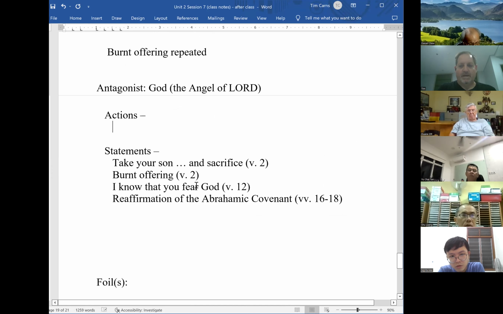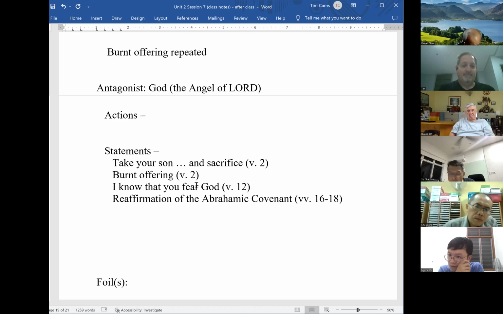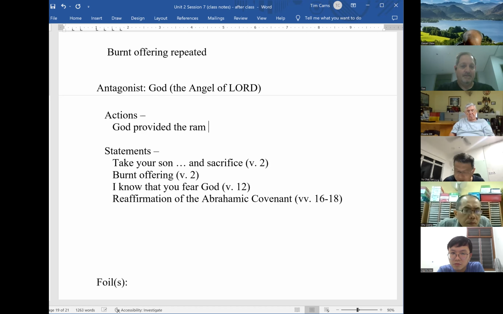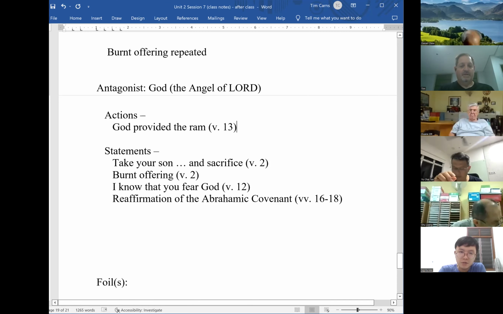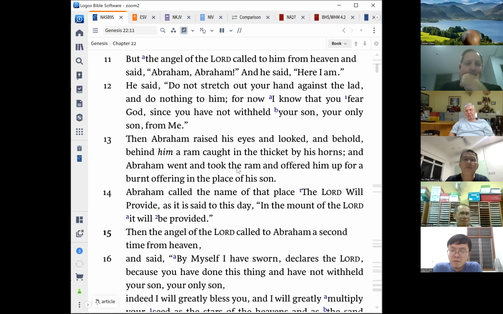How about actions? What are some key actions from God in this story? There's one big key action here, right? God provided the ram. So, in a way, the antagonist created the problem and also provided the solution. Yes, good observation. That's verse 13, is it? I don't think it says God directly provided, but the ram appears, and certainly Abraham affirms where it came from. That's right. Verse 14.